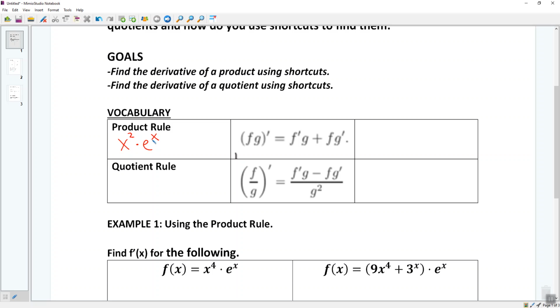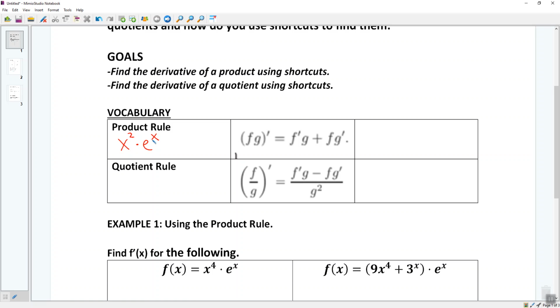The product rule says if I have a function f times a function g, so this x squared would be like my first function f, and this would be like my function g right here. The derivative of one function times another function, what does it say it's equal to? F prime, or the derivative of f, times g, plus f times the derivative of g.